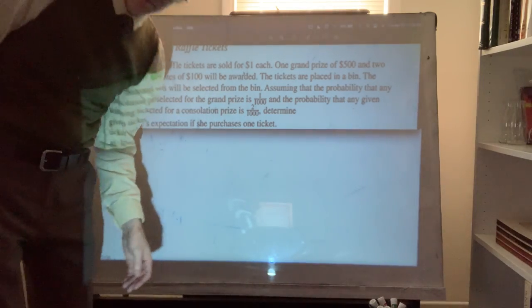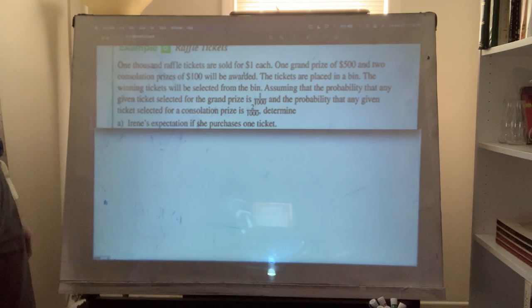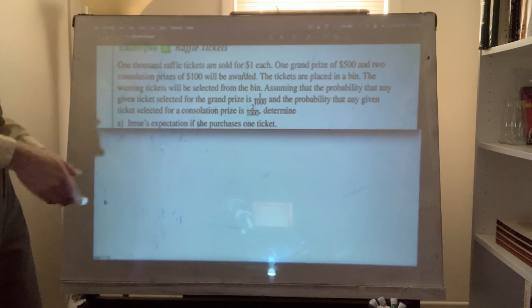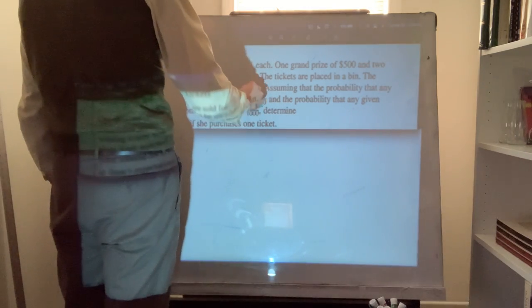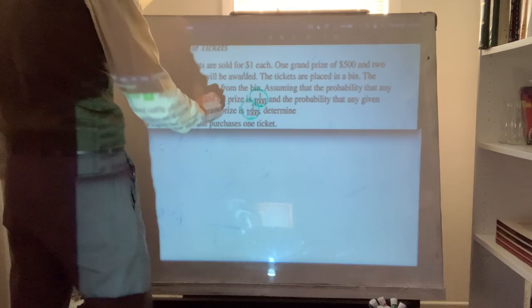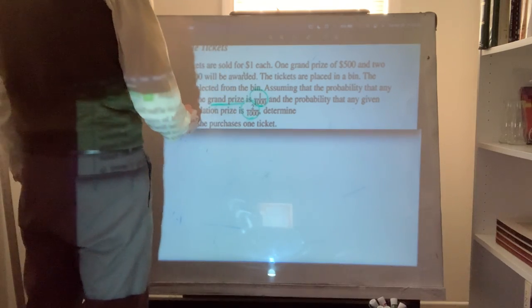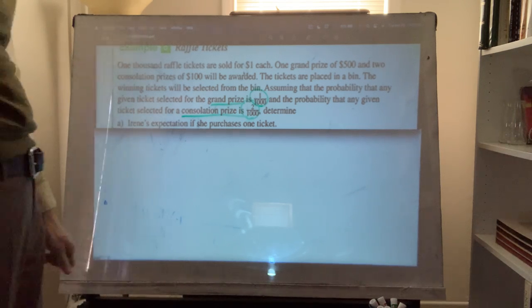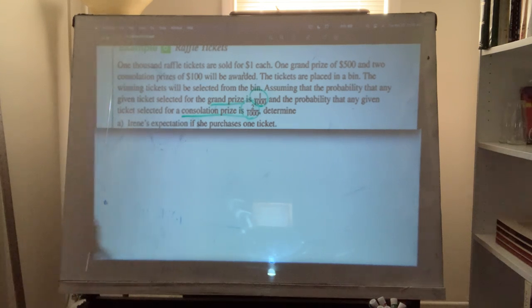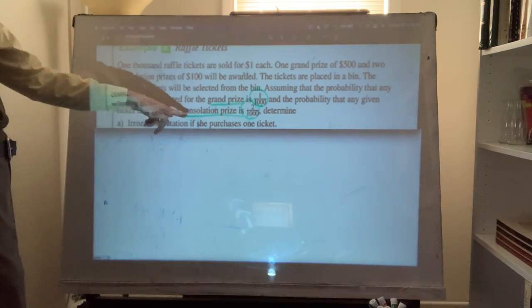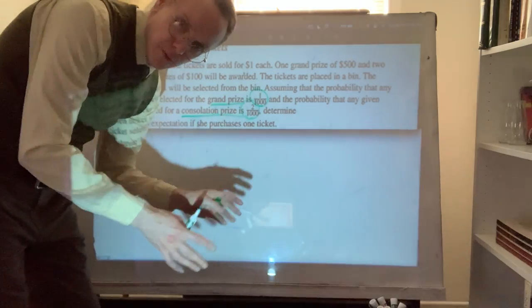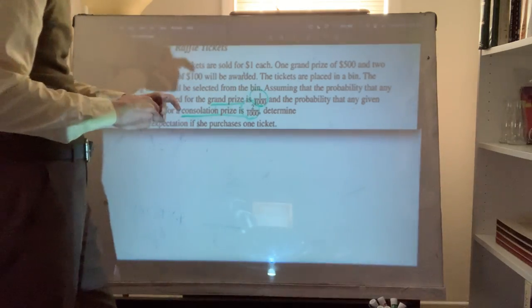Now you might be a little like me, kind of scratching your head and going, well, would they put the tickets back? But don't even worry about that. They've already given you the probabilities. This is 1 for the grand prize. And this is 2 out of 1,000 for the consolation prizes. So they're giving you the probabilities. What you have to figure out in this case, Irene's expectation if she purchases one ticket, is the monetary value that is associated with each of these.